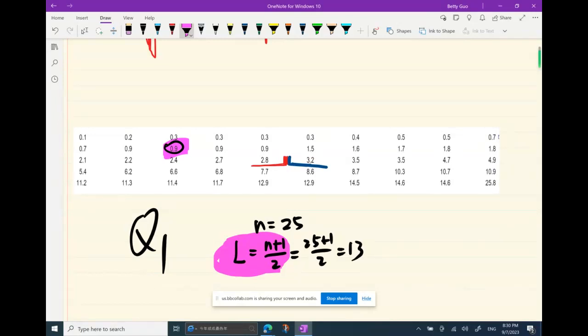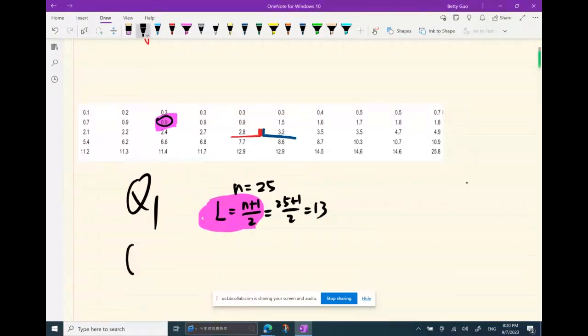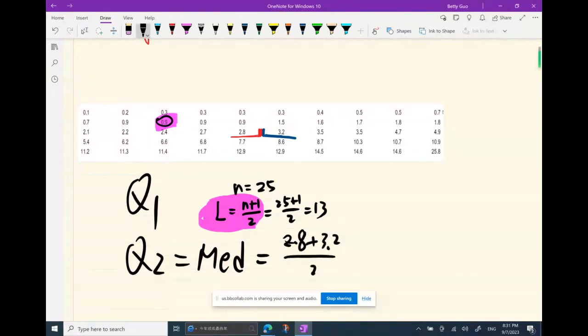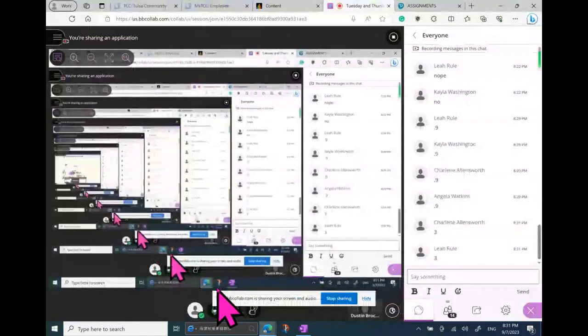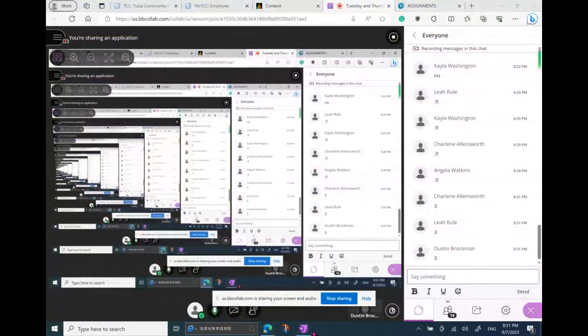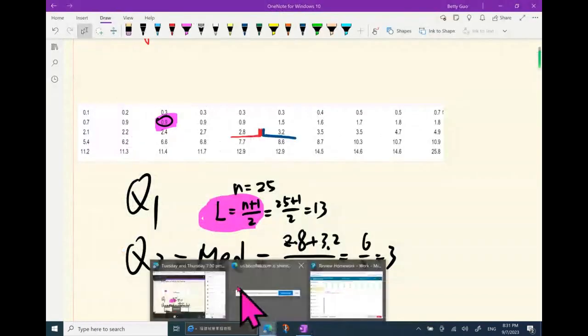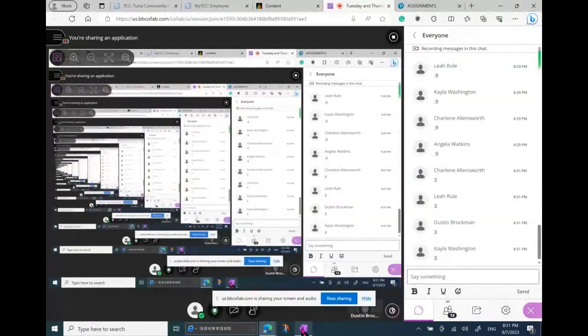Thank you. No problem. And guys, can you help me to find the Q sub 2? What is Q sub 2? Is Q sub 2 the same as the median? Do you remember what the median is? Yeah, 2.8 plus 3.2. 2.8 plus 3.2 is 6, right? Divided by 2 is 3. The median is 3. Do you agree, guys? Yeah, very good. That's Q sub 2. Simply put, what is Q sub 2? Median. Yeah. Thank you, Kila.